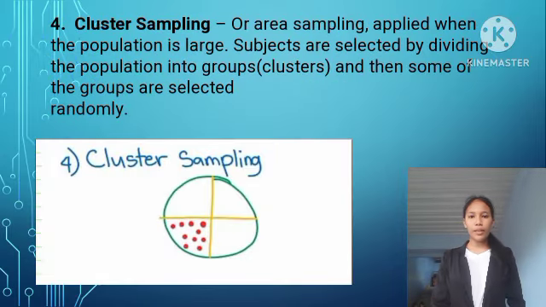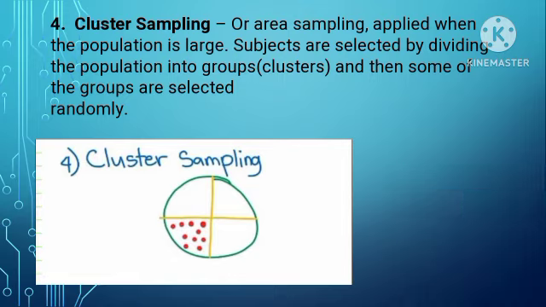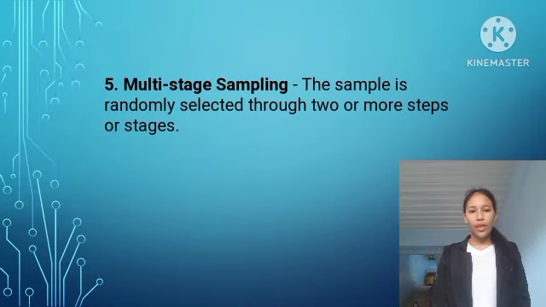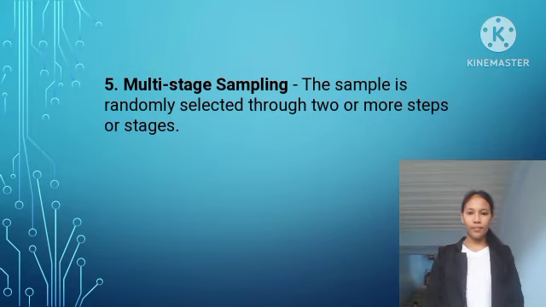Fourth is cluster sampling. This is sometimes called area sampling because this is usually applied when the population is large. The last is multi-stage sampling. The sample is randomly selected through 2 or more steps or stages.